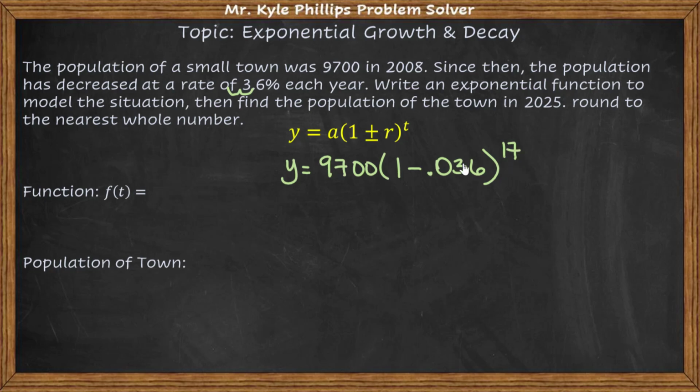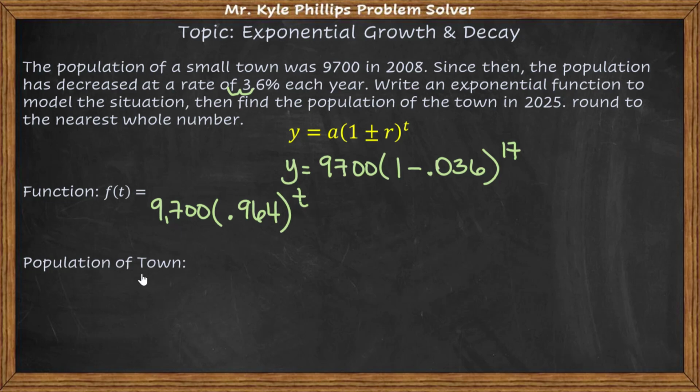Now, remember, for the function f of t, you need a t somewhere in this exponential equation. That's going to be right here. The t stays if they only want a function. So here we have 9,700, and then 1 minus 0.036 is going to be 0.964. So this is our function right here.